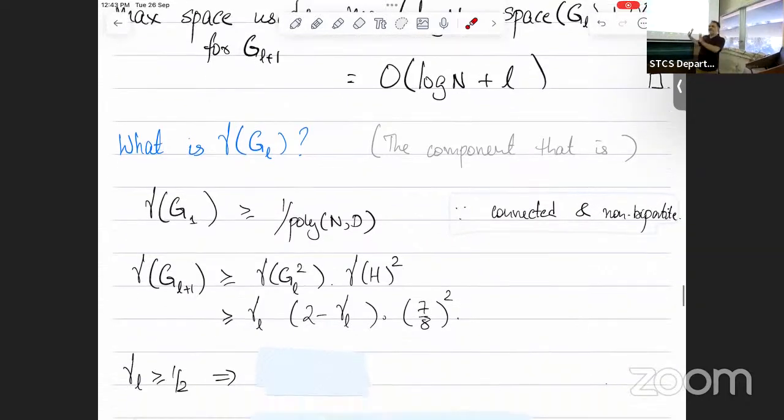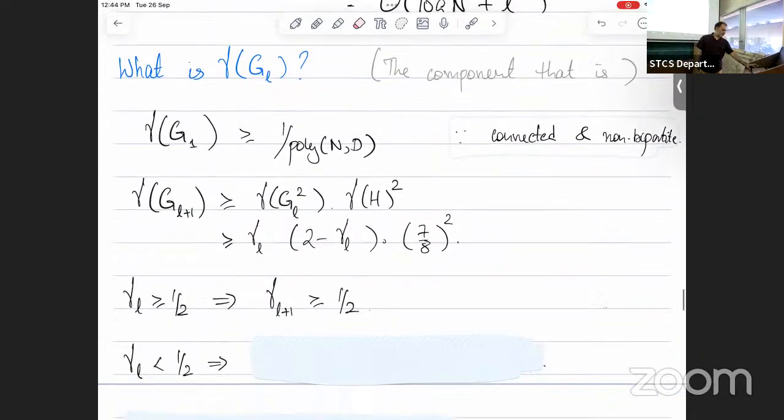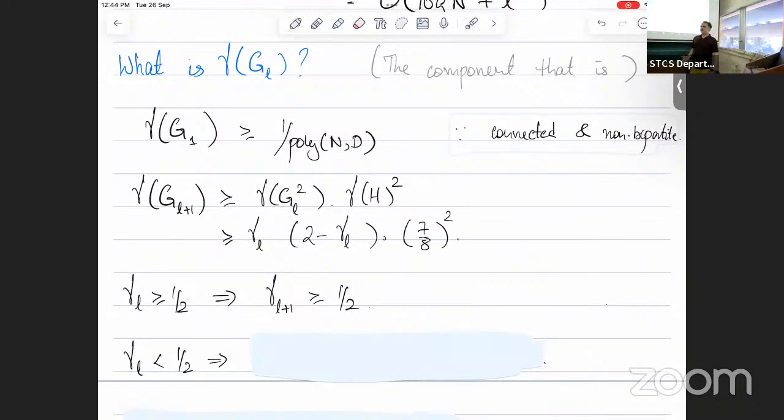Now, what do we know from our previous calculation? If gamma_L is guaranteed to be at least a half, then I know for a fact that gamma_{L+1} is at least a half, because this is the calculation we did when we were constructing this family of expanders. Now I want to know if gamma_L is less than half, what can I say? So you want to look at that factor 2 minus. Yeah, exactly. So I want to say what is gamma_{L+1} in terms of gamma_L now. So it is gamma_L times (2 minus gamma_L), which in this case is at least 3 by 2, times some 7 by 8 the whole square.